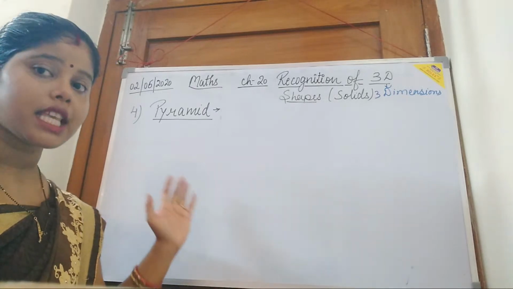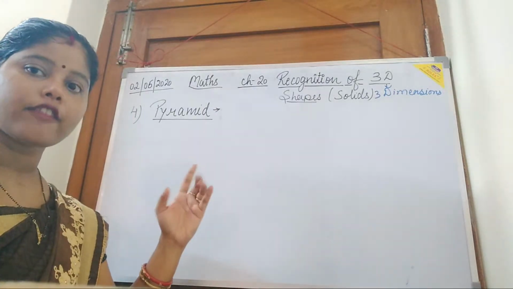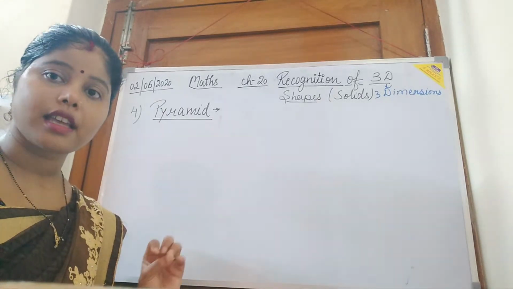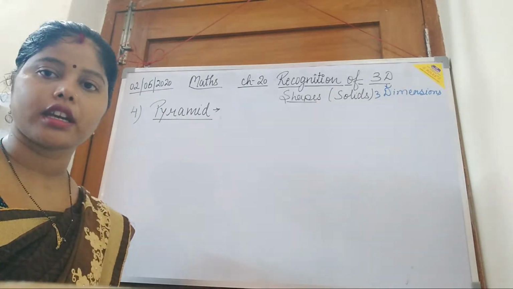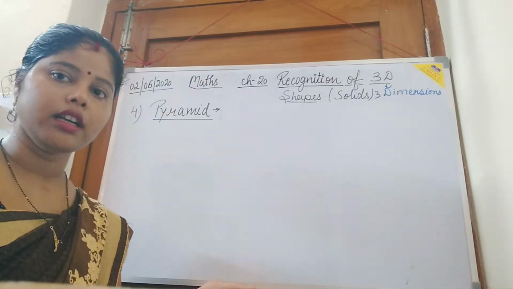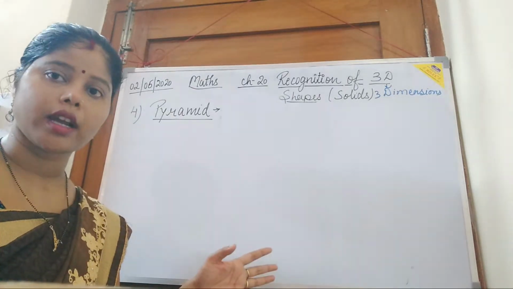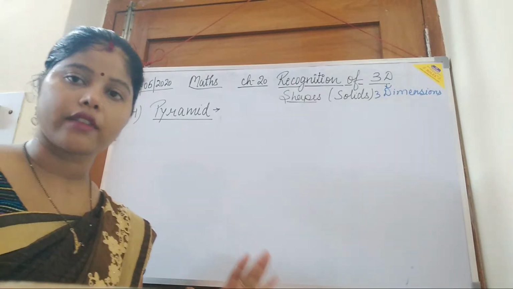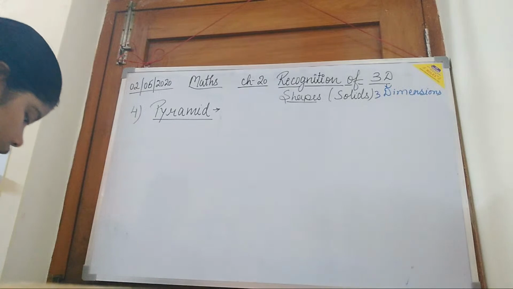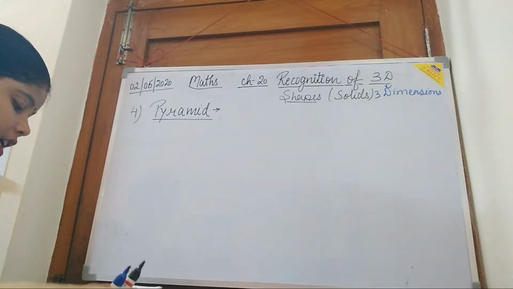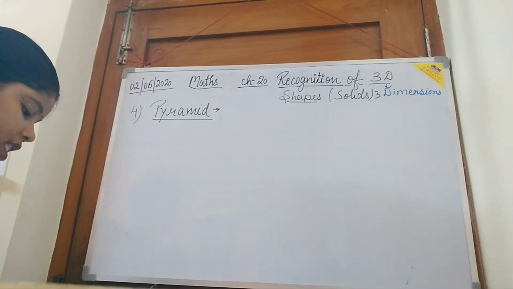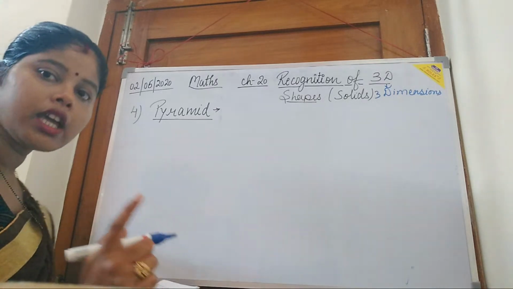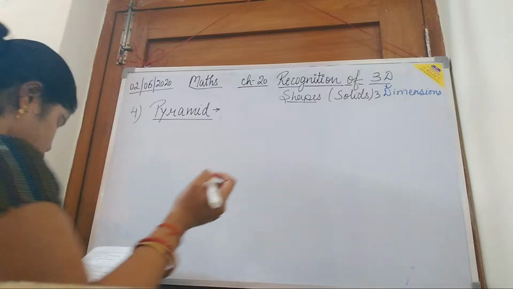Here its lateral faces are the other faces, and the base is a rectilinear figure. It means the base can be triangular, quadrilateral or whatever, but the other faces are always triangular. So a pyramid is a solid whose base is a plane rectilinear figure and whose side faces are triangles having a common vertex. So what is a pyramid?